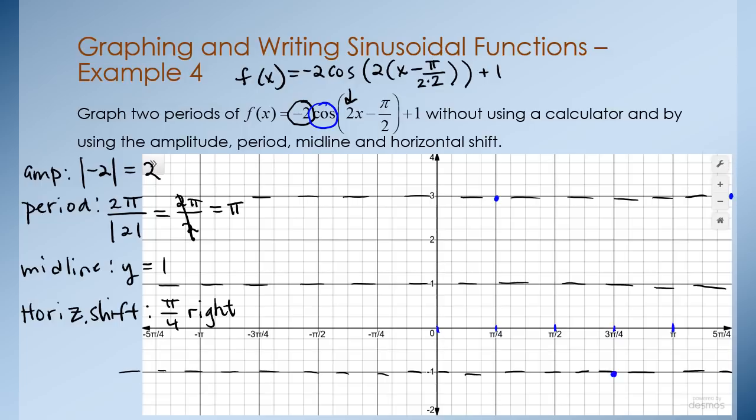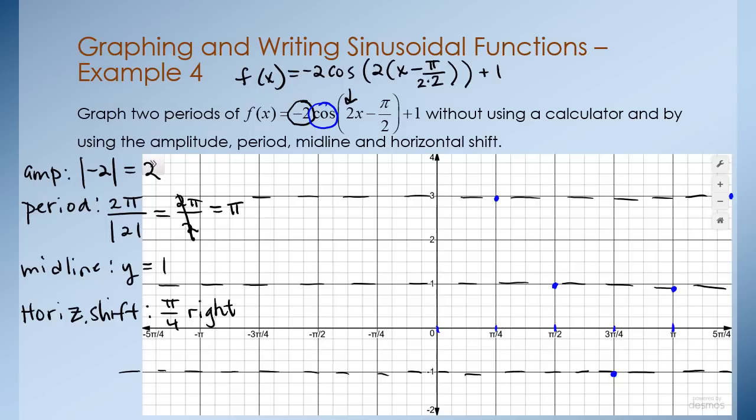And then halfway between where I started and that middle value, I'll be at my midline. And halfway between my endpoint and my middle value, I will also be at my midline. Except, do you see the mistake that I made? I haven't talked about the negative, have I? We have a negative on this cosine function. Do you remember what a negative does?